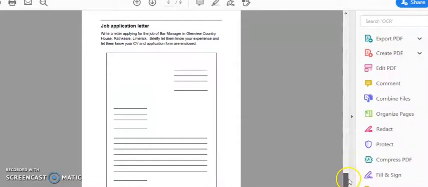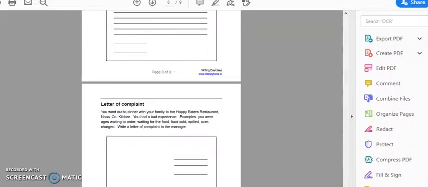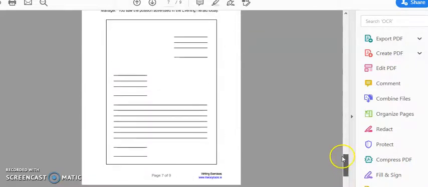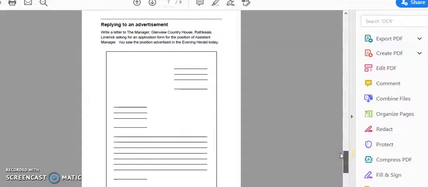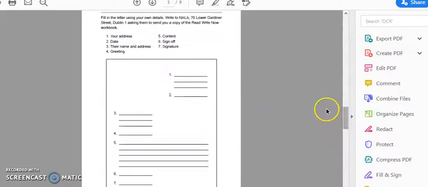Again, down here, there's a couple more. Job application letter and a letter of complaint. So maybe just for today, just try this one, replying to an advertisement, and this one. And again, write them out on a separate piece of paper.